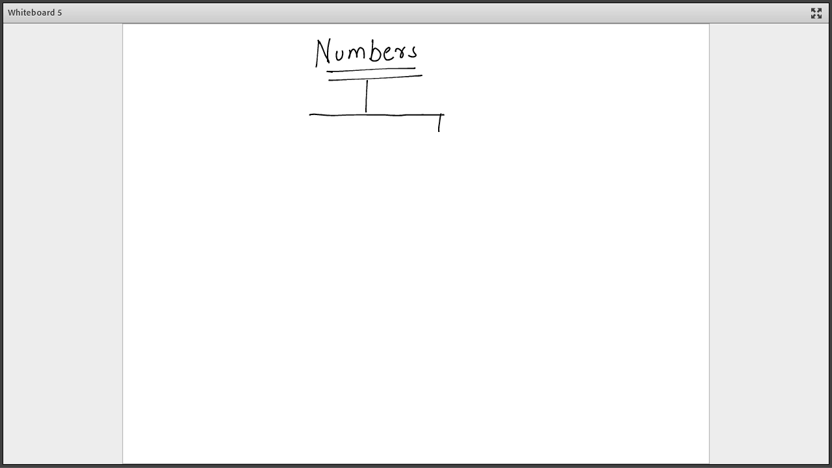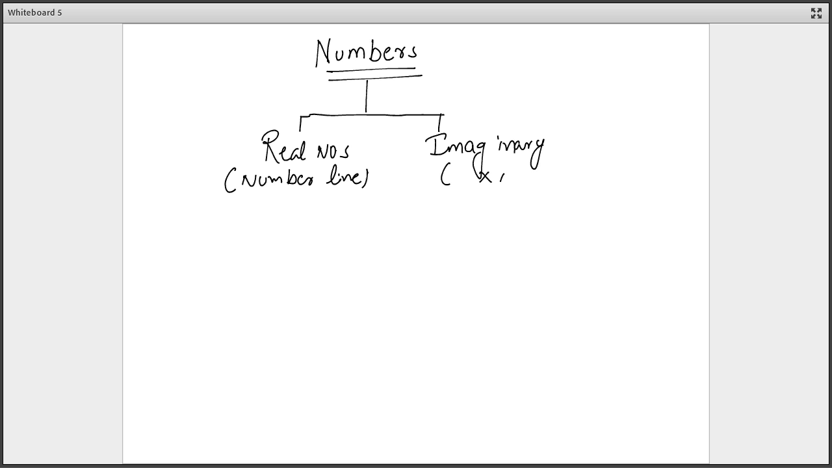First of all, numbers classify as real numbers and imaginary numbers. Now, what is the difference between real and imaginary numbers? Real numbers are those which can be represented on number line, and imaginary numbers are those which we cannot represent on number line. Generally, in all the competitive exams, they do not ask for imaginary numbers, only real numbers are there.